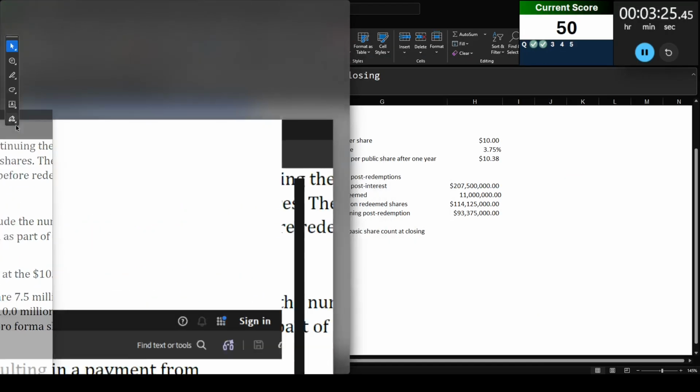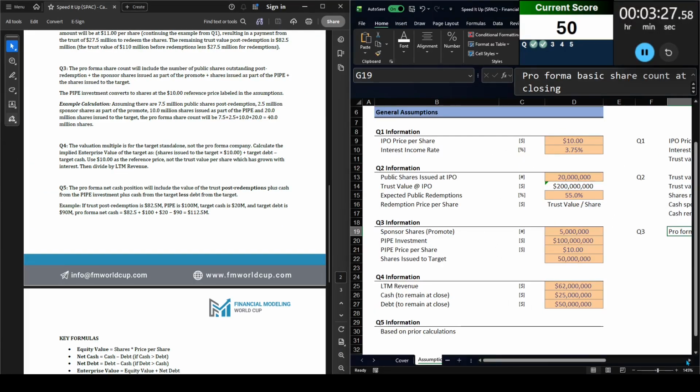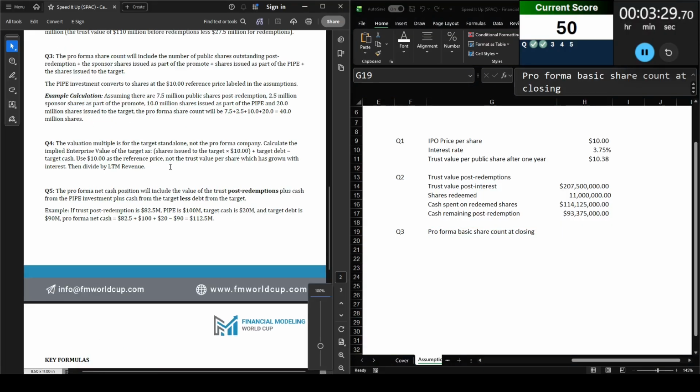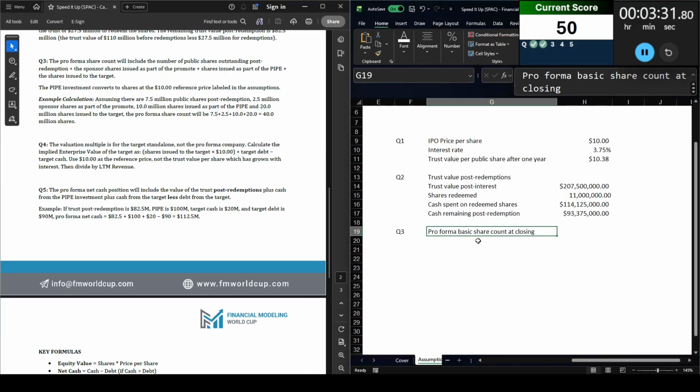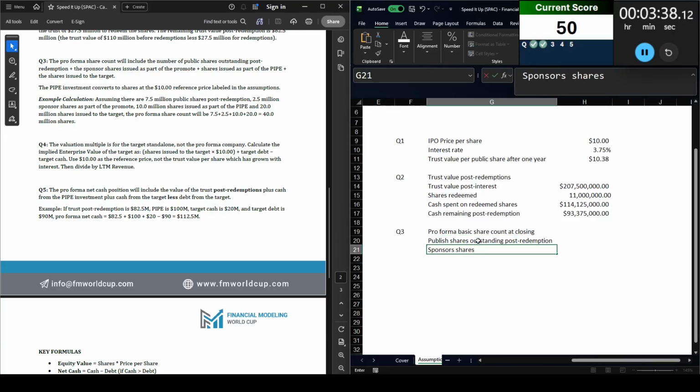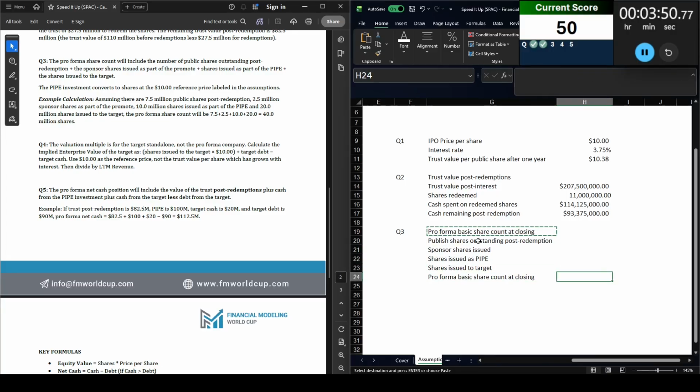All right, so let me just do this little screen shift here so it's going to be easier for me to see. So we are doing public shares outstanding post-redemption, sponsor shares issued, shares issued as PIPE, shares issued to target. All right, and then that should get us this total there.